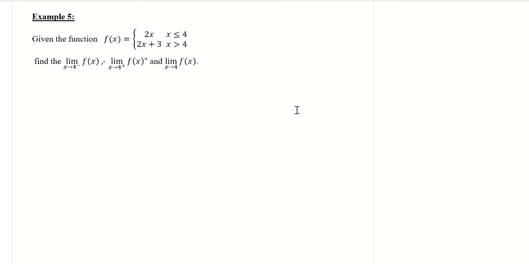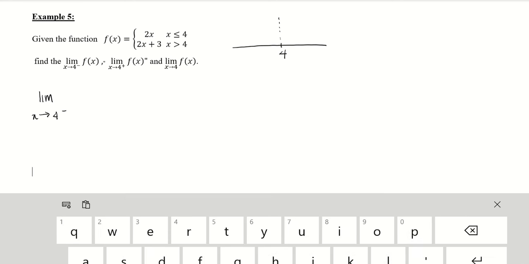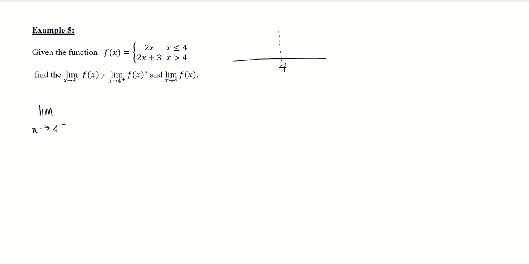Alright, so first we're going to find the limit as x approaches 4 from the left. Since this is a piecewise function, the function is divided according to a domain. If you look here, we have two domains. The first one is for x less than or equal to 4 and the second is for x greater than 4. That means the change occurs at 4. Less than 4 is the left hand side of 4, so the function is 2x, and greater than 4 is on the right side, which is 2x plus 3.